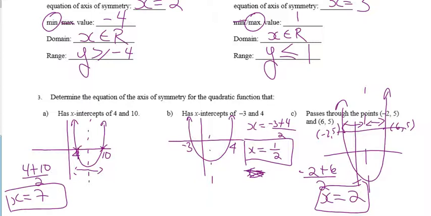Okay, questions on any of these? Right. Basically, it comes down to this, right? You have two points on a horizontal line. The axis of symmetry will be halfway between them, right?